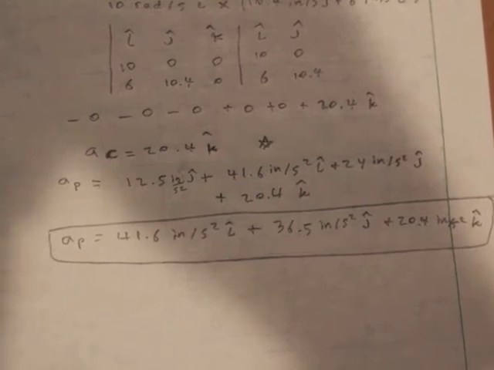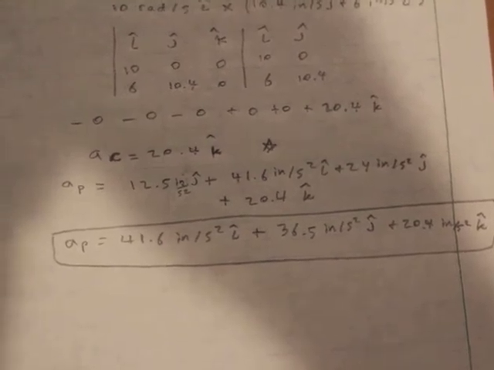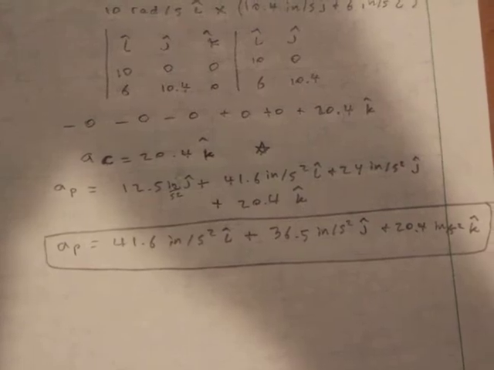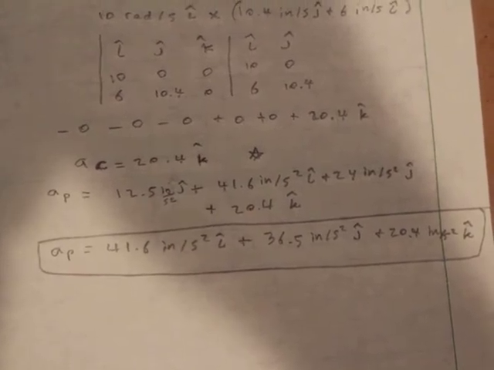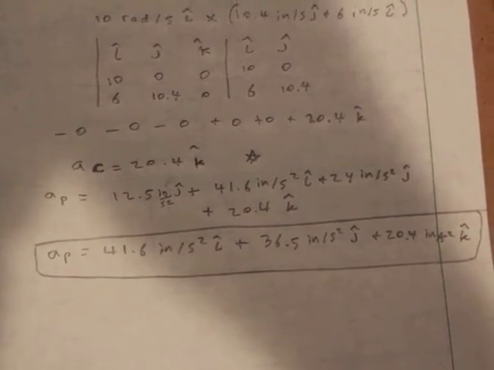K hat. And then we'll go ahead and take the Coriolis acceleration, the acceleration of P in regards to the frame, and our AP prime, and plug those into our AP equation, and our final answer is acceleration of the point is equal to 41.6 inches per second squared I hat plus 36.5 inches per second squared J hat plus 20.4 inches per second squared K hat.